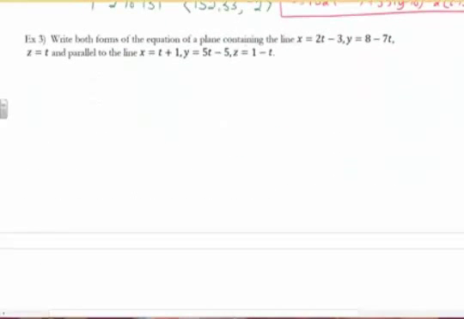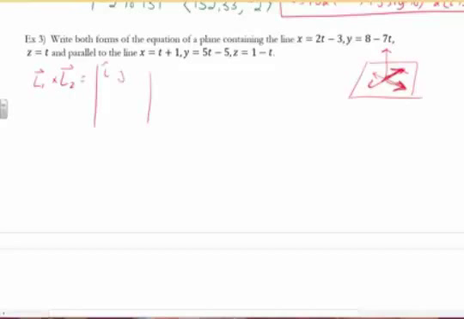Write both forms of the equation of a plane containing these 2 lines. Well, let's think about this visually. If I've got a line right here, and I have another line right here, the equation of the plane passing through both of them would have to have a normal vector that looks like this. I need a normal vector, which means I need a cross product. That cross product would be from the direction vectors of these two lines. The point on the plane could come from the initial point of either line. So I need a cross product of, I'll call it L1 and L2.